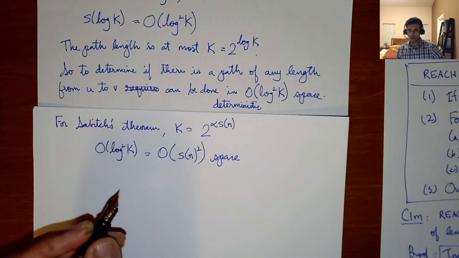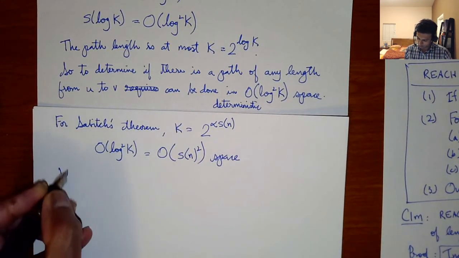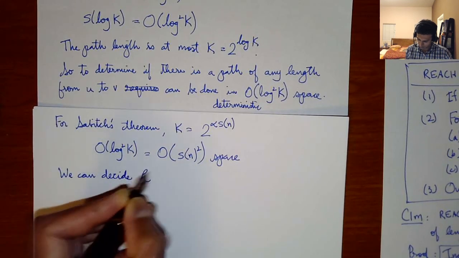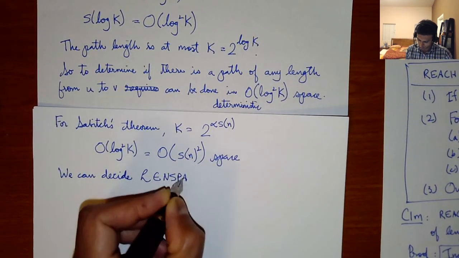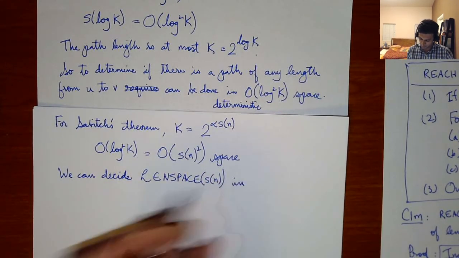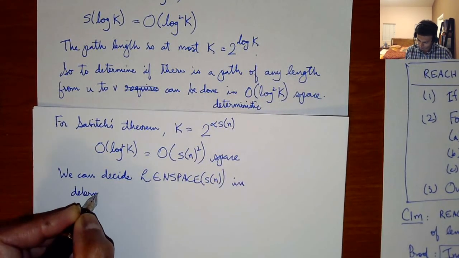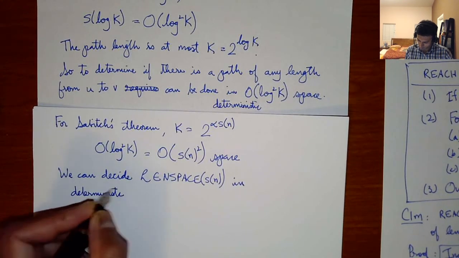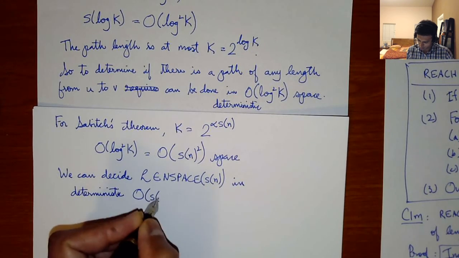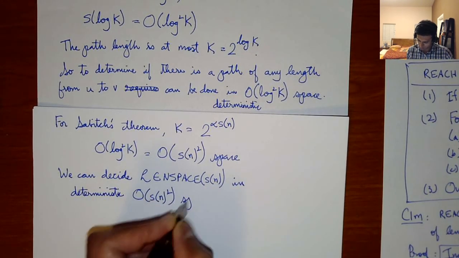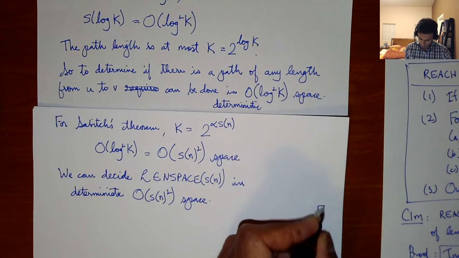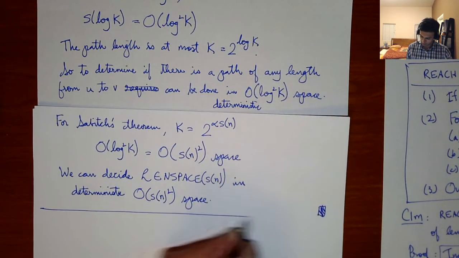So now we're done with the proof, right? We can decide L in nondeterministic space S of n in deterministic O of S of n squared space. And that completes the proof of Savitch's theorem.